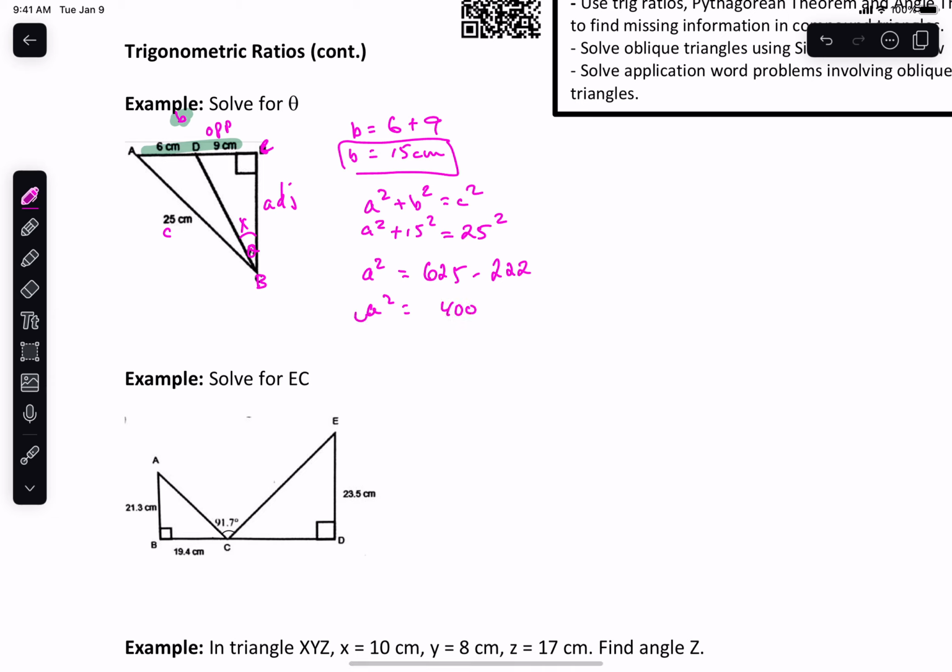So square root both sides. It's gonna be 20, right? Is everyone okay?